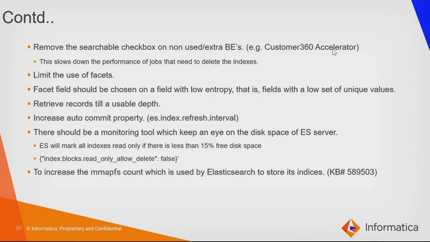Adding on, if you are using any accelerators like Customer 360 or Supplier 360, we have a lot of extra BEs. If you are not using those respective BEs, it is better to remove the searchable configurations, which will improve your indexing performance. With respect to facet fields, we should not mark low entropy fields as searchable. A quick example would be last update date.